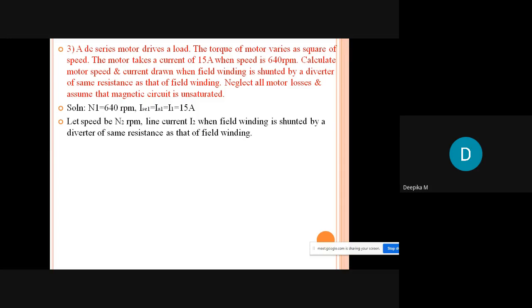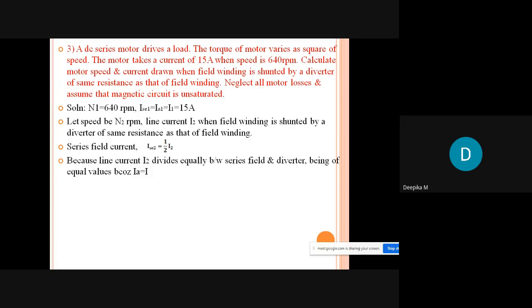Before, the speed was 640 rpm and the current was 15 ampere. Now if I connect another winding of the same resistance across the field winding, what would be the speed in rpm and what would be the current? That we have to calculate here. The series field current is half of I2, because if two equal resistors are in parallel, the current will be distributed equally among the two windings, correct? So we can write the relationship as Isc2 equals half of I2.